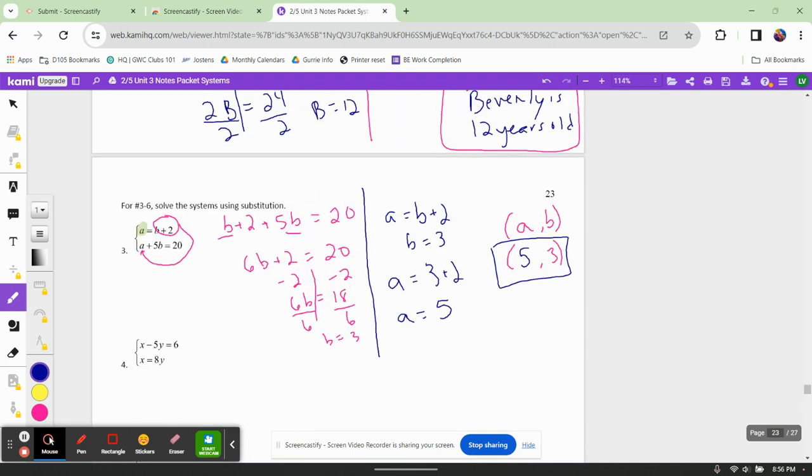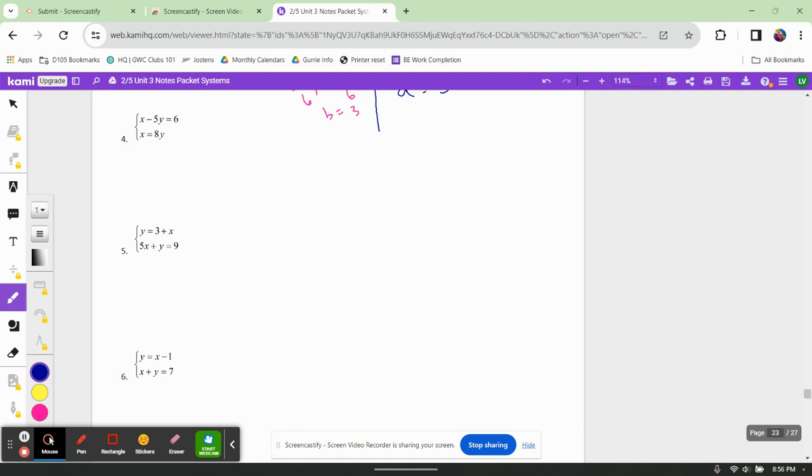All right, we're going to skip to number 4 now. Start by determining which equation has an isolated variable. It's the second one, the x. And what does x equal? x equals 8y. So I'm going to take that 8y and plug it in for x. So 8y minus 5y equals 6. I know I did that correctly because I only have one variable, y, left. 3y equals 6. Divide both sides by 3. You get y equals 2.